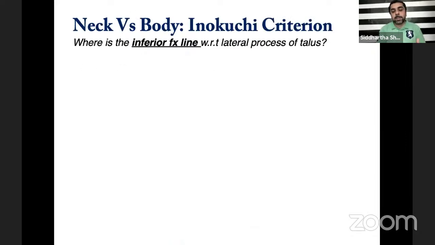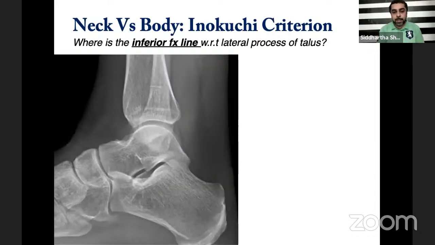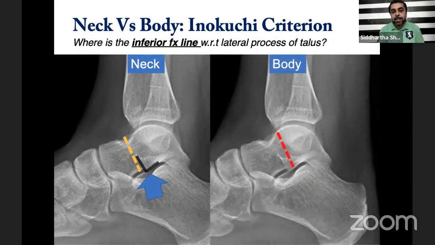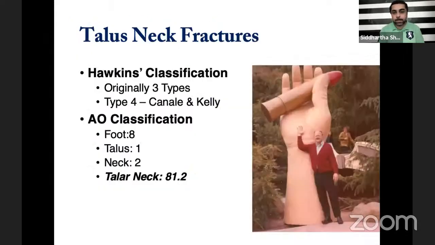So we know about the classification of these fractures, but to touch on it very quickly, what is a talus neck fracture? Now again, for the postgraduate students, on the lateral view, you see the lateral process of the talus, and any fracture line anterior to the lateral process of the talus is a talus neck fracture. Whereas if it is at the lateral process or posterior to it, this is classified as a talus body fracture. You know about the Hawkins classification, but some of you may know that Dr. Hawkins was actually a very passionate hand surgeon, but then he gave us this very important Hawkins classification, which was modified by Canale and Kelly.